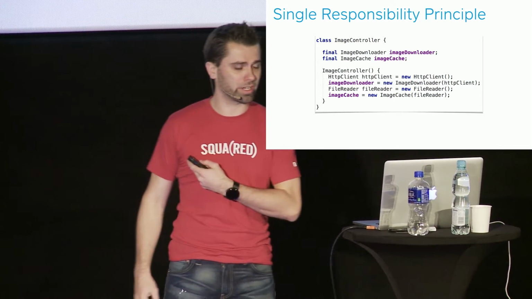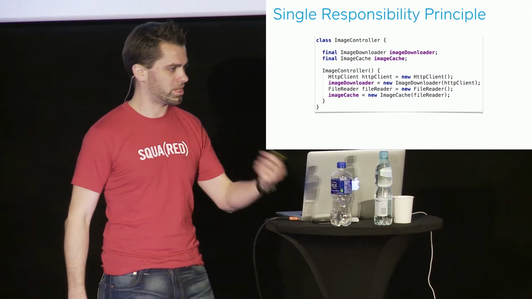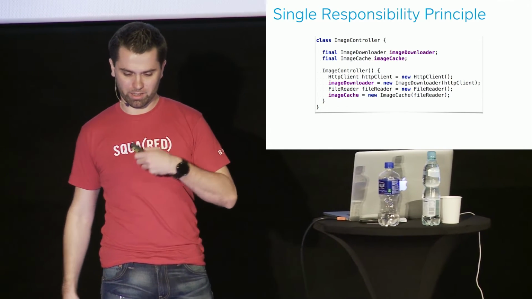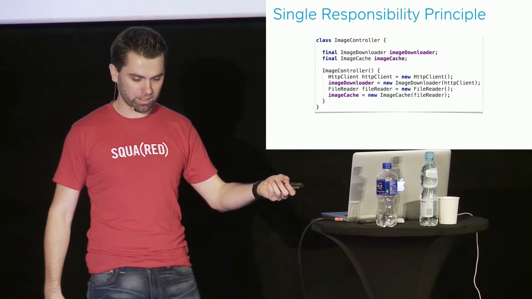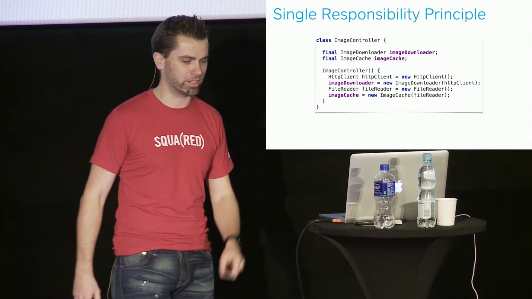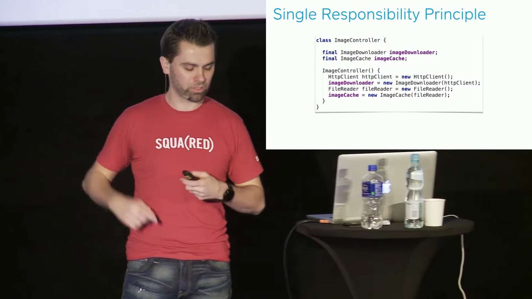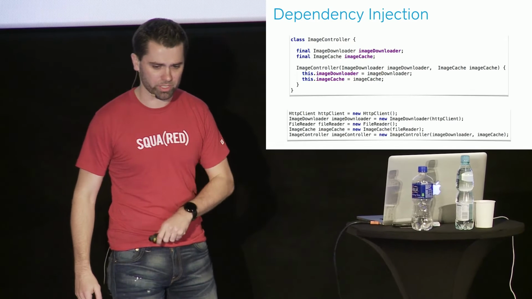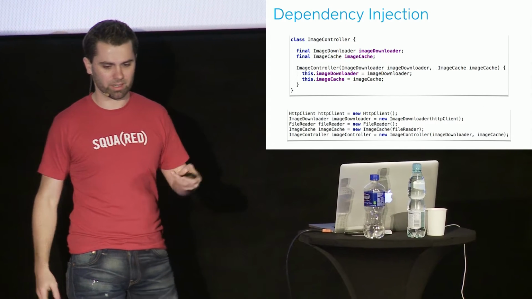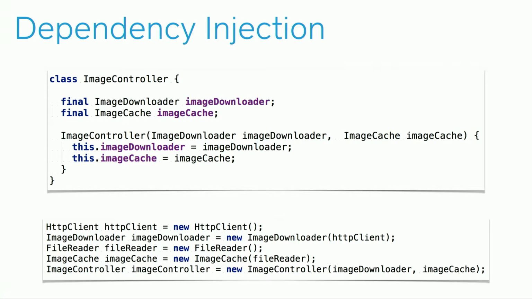Now, the image controller here needs an image cache and an image downloader. And the image downloader needs an HTTP client, and the image cache needs a file reader. So you have all that code in here to create it. There's a problem with that. The problem is everything is in one place. And that's where we introduce dependency injection, where the image controller just gets the things it needs and doesn't have to care about how to construct them.